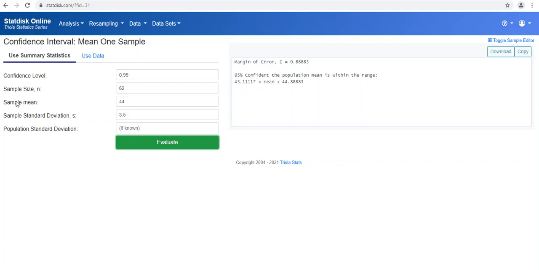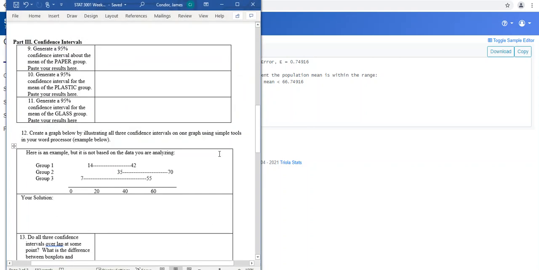And then when you do the plastic, you put the mean for plastic in, and again, I'm making this up. I'm saying it's 66, and then this is like 2.9, and then evaluate, and then you'll get that, and then you'll do the one for glass, and you're really only just kind of switching these, and then you'll get to it very quickly. Okay, so far, pretty easy.